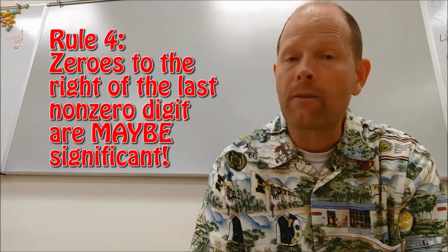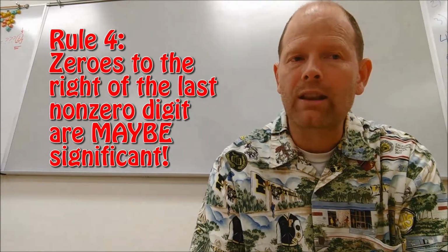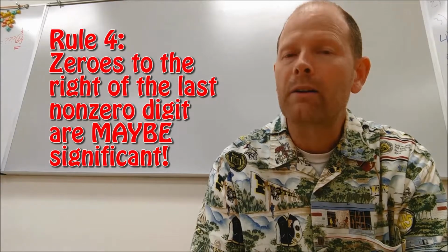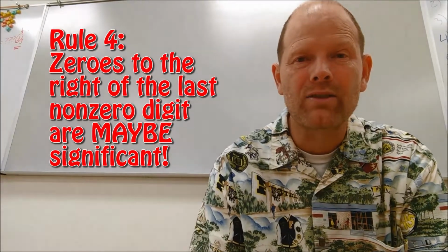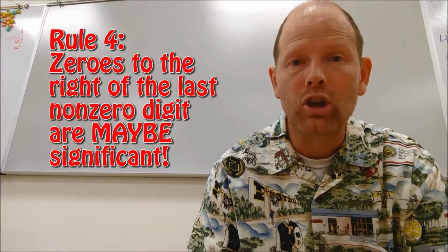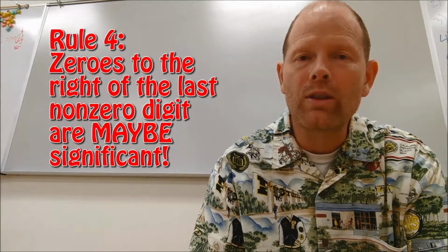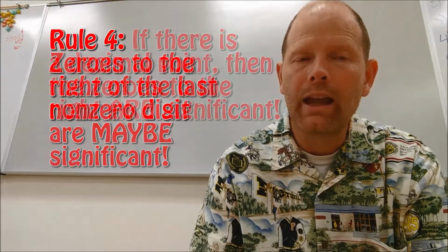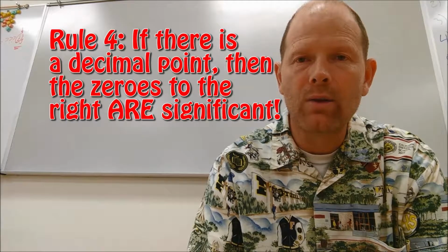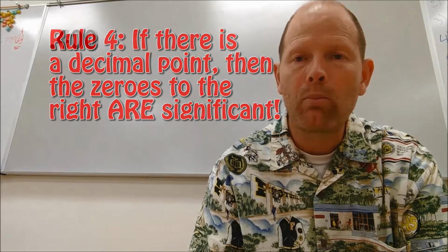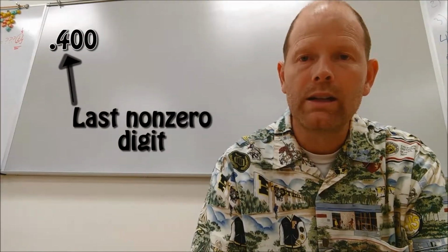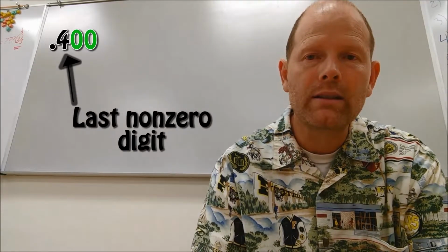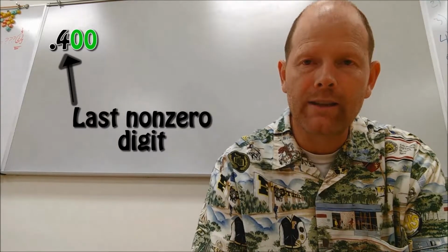all those situations. The last rule, the fourth rule, zeros to the right of the last non-zero digit are maybe significant. And how do we know if they're significant? You have to look for the decimal point. So the decimal point can be anywhere in the number, and it will indicate that the zeros are significant. For example, 0.400, the zeros are to the right of the non-zero digit, the 4, and because there is a decimal point, that means that they will be significant.